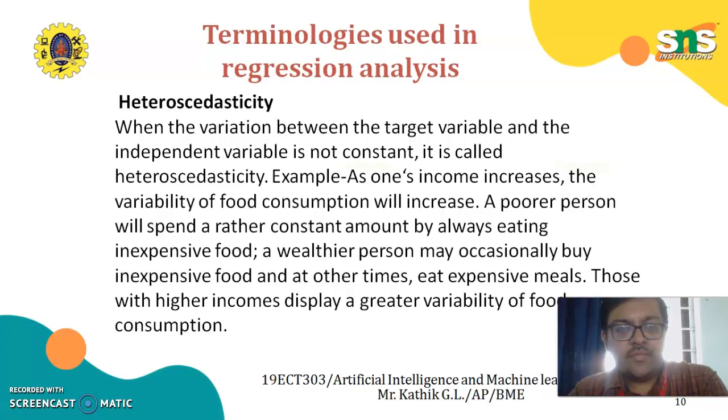Heteroscedasticity. When the variation between the target variable and the independent variable is not constant, it is called heteroscedasticity. Example, as one's income increases, the variability of food consumption will increase. This is not always true, because a person whose income is high also may have inexpensive food. So this type of relation is not always true.